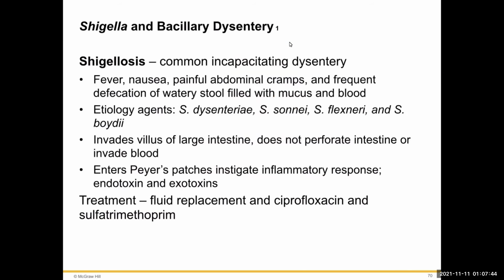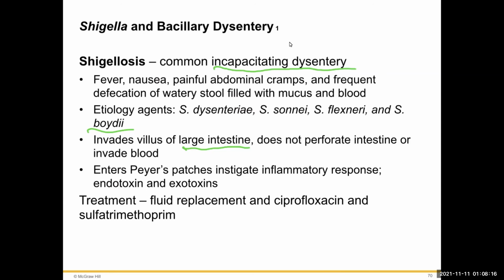Shigellosis is a common incapacitating dysentery disease. Fever, nausea, painful abdominal cramps, frequent defecation of watery stool filled with mucus and blood. Etiologic agents are S. dysenteriae, S. sonnei, S. flexneri, S. boydii. It invades the villi of the large intestine, does not perforate the intestines or invade the blood. So not like the typhoid one, which does perforate the intestines and invade the blood. Shigellosis does not. Okay.